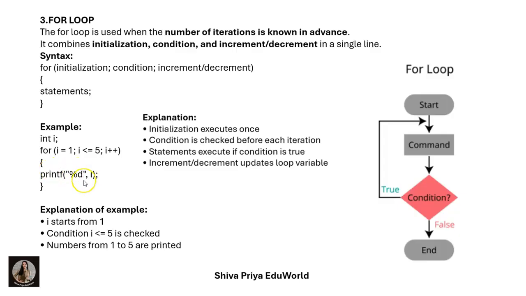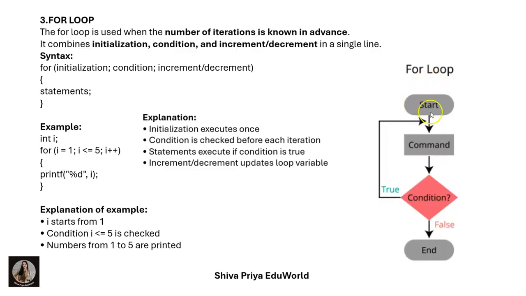printf("%d", i); Here in this case, i starts from 1. I have initialized the i value to 1. The condition i <= 5 is checked. After that, numbers from 1 to 5 are printed because I have incremented the value. That's why it will increment from 1 to 5, and it will print the numbers from 1 to 5. Clear? This is all about the for loop.